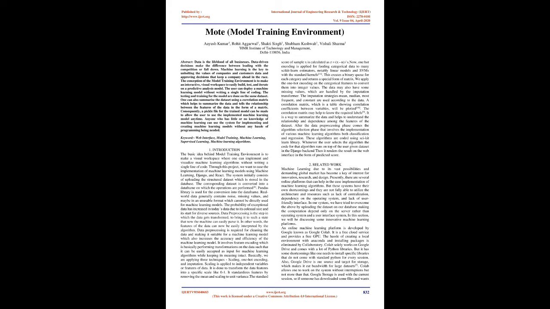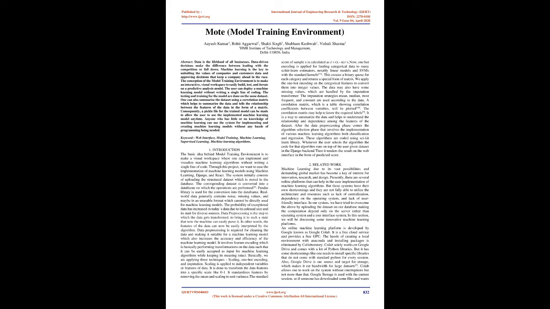It involves feature encoding, which is basically performing transformations on the data such that it can be easily accepted as input for machine learning algorithms while keeping its meaning intact. Basically, we are applying three techniques: scaling, one-hot encoding, and imputation. Scaling is applied to independent variables or features of data. It is done to transform the data features into a specific scale like 0 to 1. It standardizes features by removing the mean and scaling to unit variance. The standard score of sample x is calculated as z = (x - u) / s.